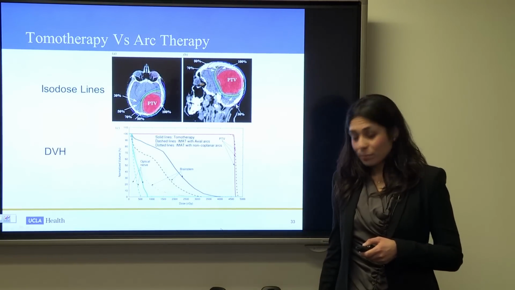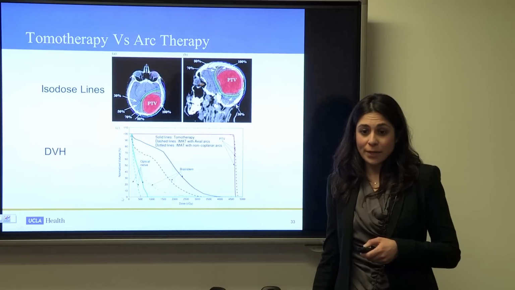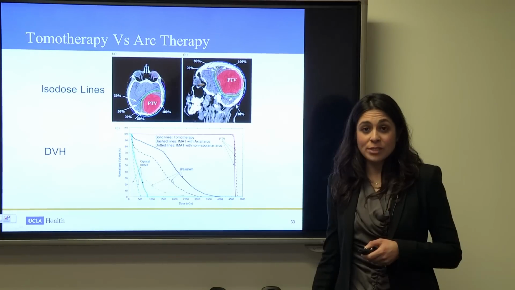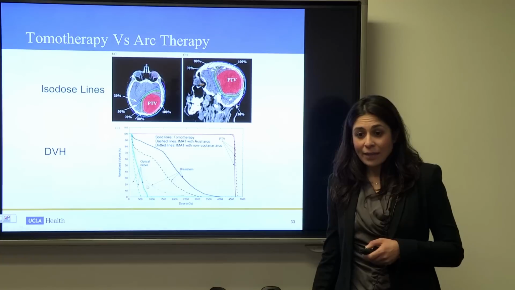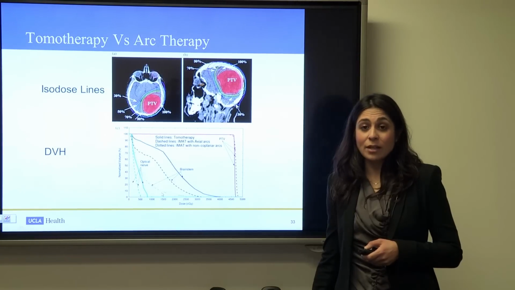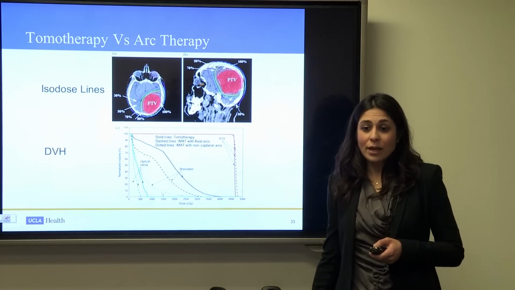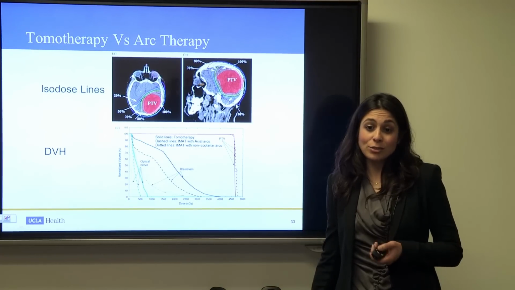Here's looking at another plan, tomotherapy versus arc therapy. And when you look here at the dose volume histogram, the blue line represents tomotherapy, the dashed line represents one type of arc therapy, and the dotted line represents another type of arc therapy. And you can see that the dotted line gives the lowest dose to the brainstem and the optic nerve, and gives the best dose to the PTV, your tumor volume, and so that's the one that would be picked in this situation.